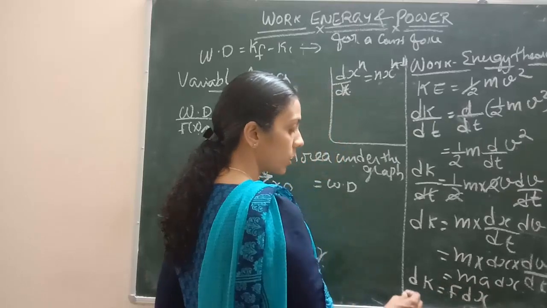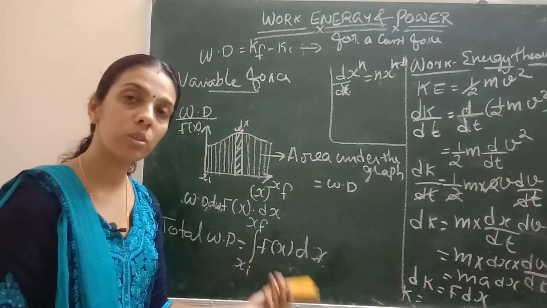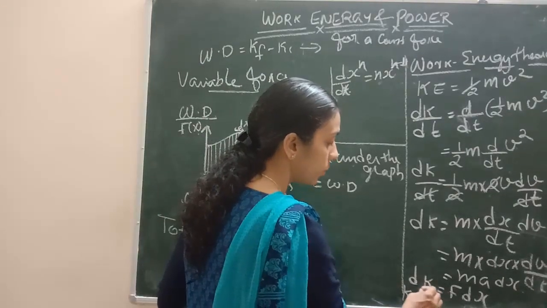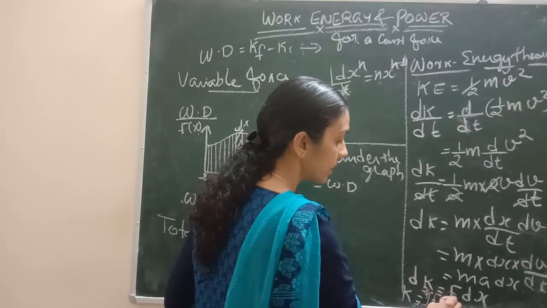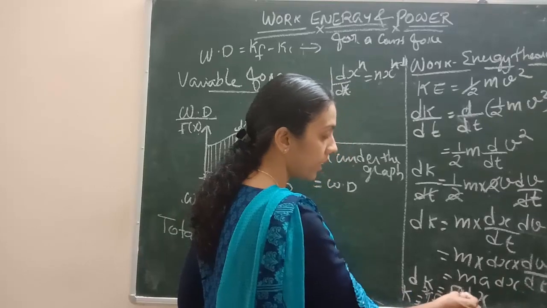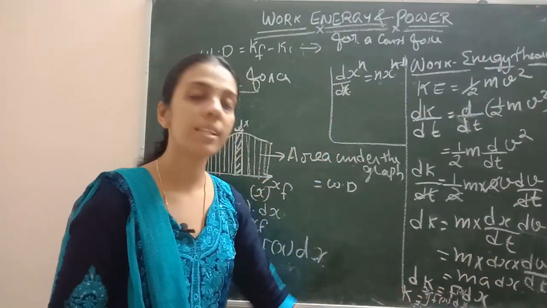So what is the total kinetic energy? If we have a small value with us, how will we find out the total value? K equals integral xi to xf F(x) dx. So here force is a changing quantity, right? With respect to distance, force is changing. So F(x) dx.